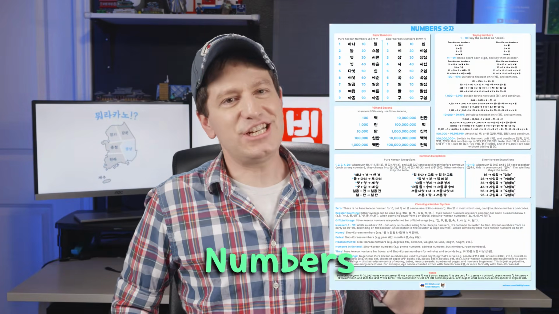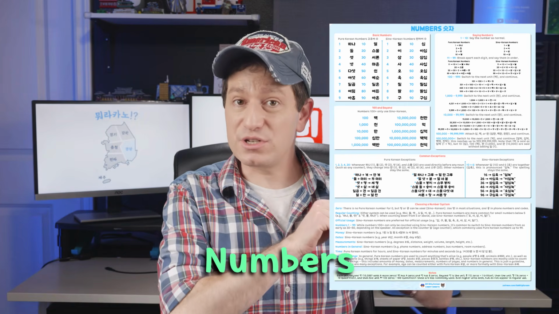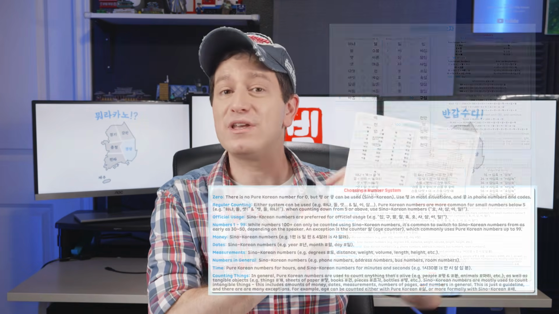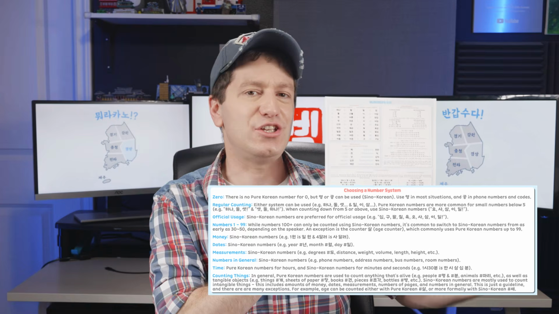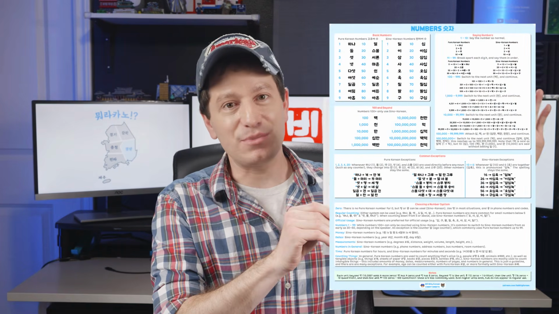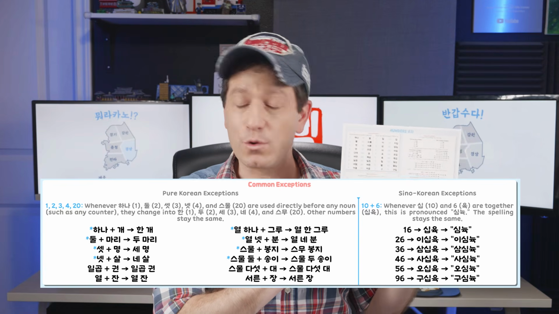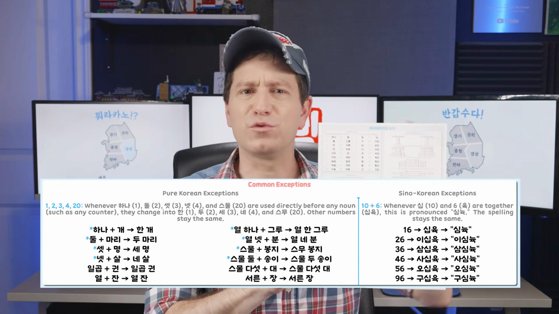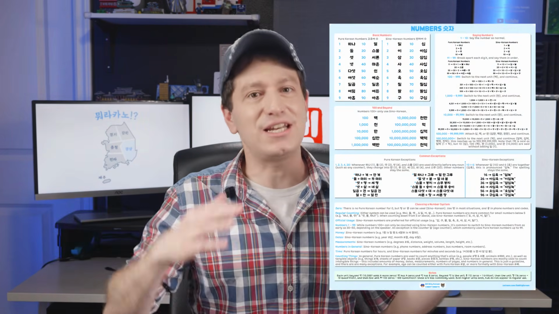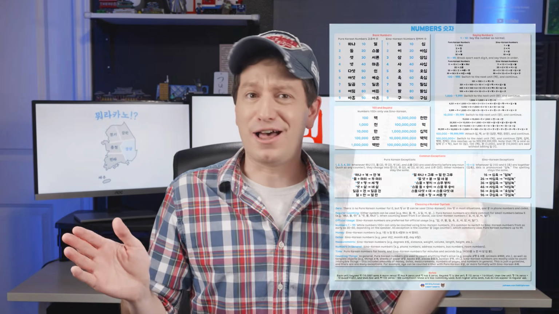Okay, next is a cheat sheet all about the numbers. It teaches all of the numbers as well as both number systems, so pure Korean numbers and Sino-Korean numbers, along with a detailed guide for when to use each system. And there's an explanation for how to make really large numbers as high up as you want to go. And there are common exceptions for the numbers, such as how the numbers 1 through 4 and 20 can have unique versions, as well as pronunciation exceptions. So it's everything that you'll ever need to know about numbers and a lot more.